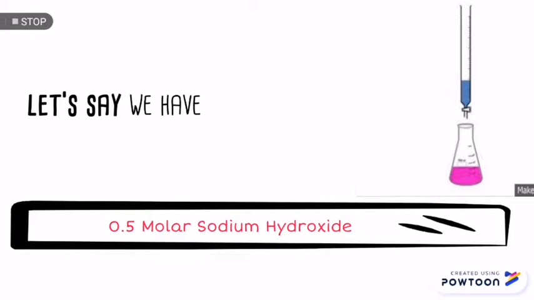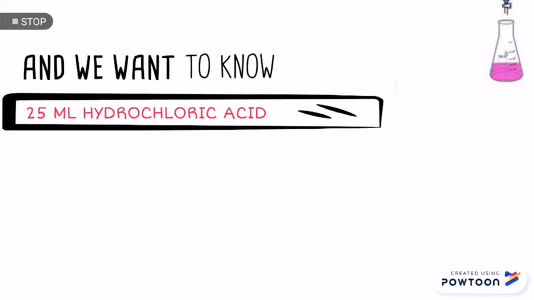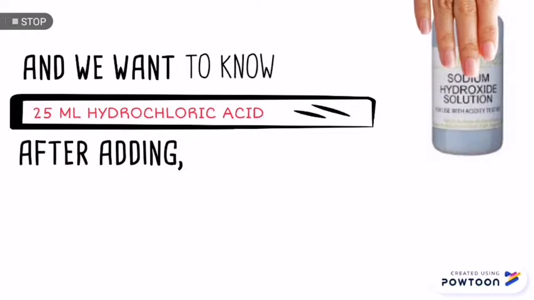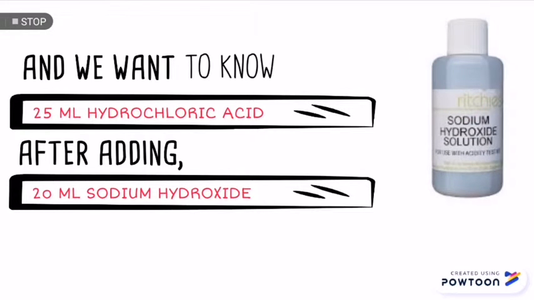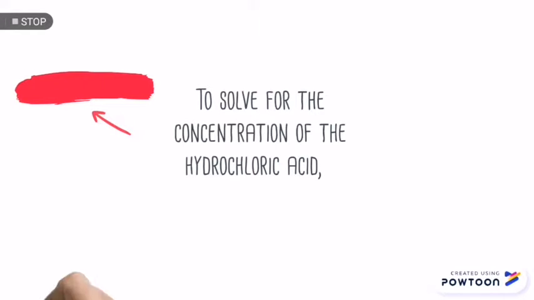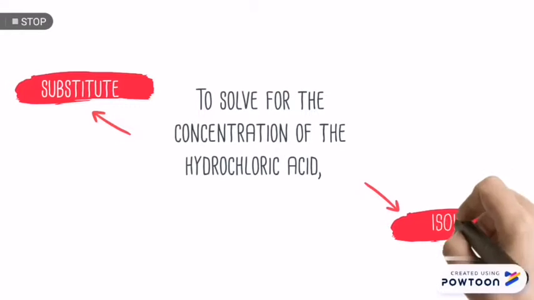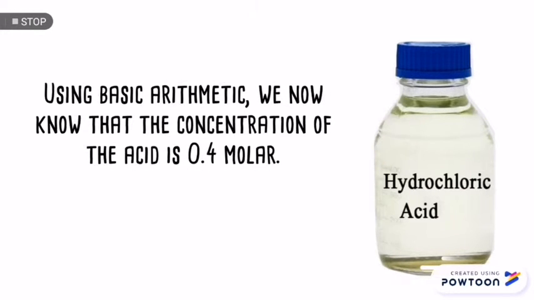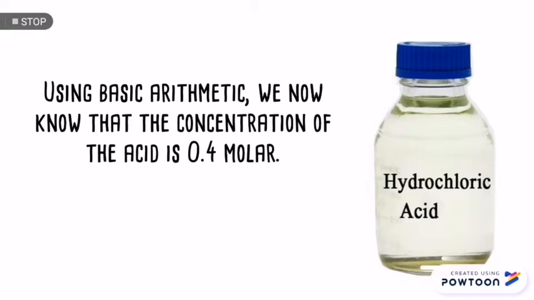Let's say we have a solution of 0.5 molar sodium hydroxide, and we want to know the concentration of a 25 milliliter hydrochloric acid. After adding 20 ml of sodium hydroxide, the endpoint is reached. To solve for the concentration of the hydrochloric acid, we substitute the values to the formula. Then, we isolate the value we need to find, in this case, the concentration of the analyte. Using basic arithmetic, we know now that the concentration of the acid is 0.4 molar.